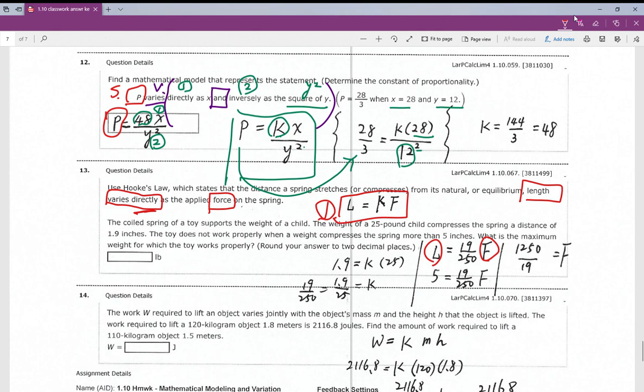And then you plug in all the data. You can find all the data if you read all the problem. So 25 pounds here, and this is length, right? As long as you can tell, a distance means length, okay? And the weight, how many pounds, is the force.